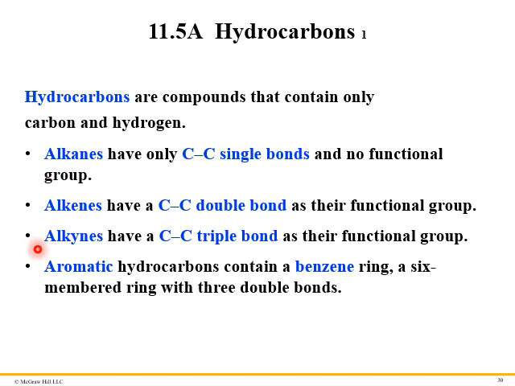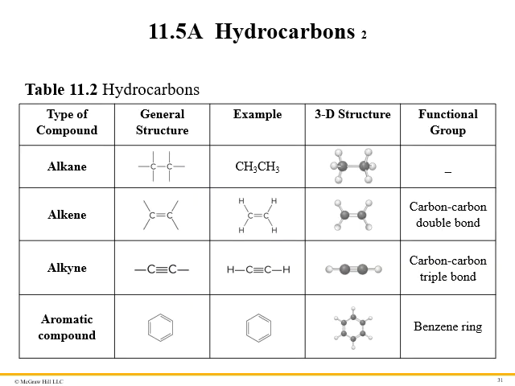Lastly, we have what we call the aromatic hydrocarbons. They contain a benzene ring, which is a 6-member ring with alternating single and double bonds. As you can see here, this would be a benzene ring.